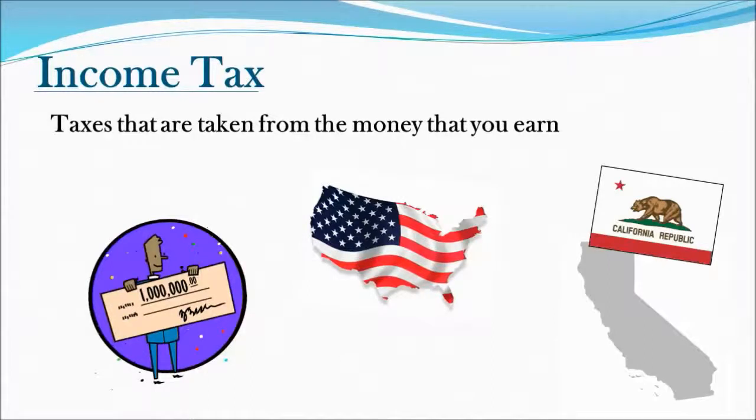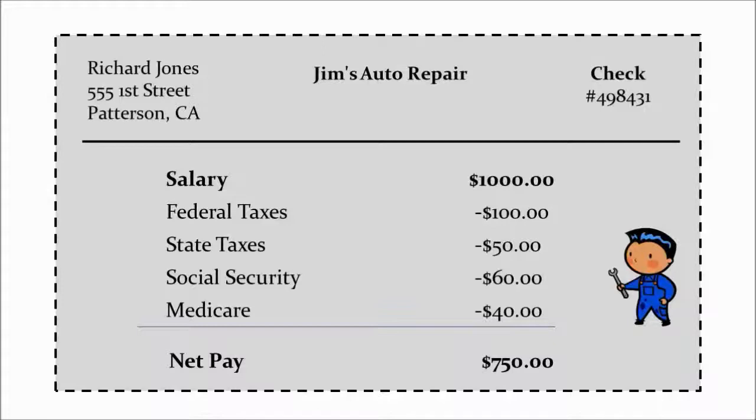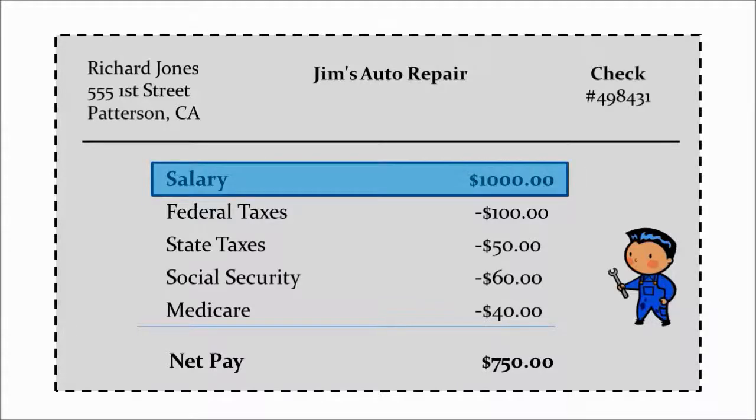In case you're wondering, there are 7 states without an income tax: Alaska, Florida, Nevada, South Dakota, Texas, Washington, and Wyoming. If you want to see what an income tax looks like, just look at one of our pay stubs. In case you don't have one, I've created a fake one for you here. What you have here is a person, myself, who made $1,000 for this pay period.